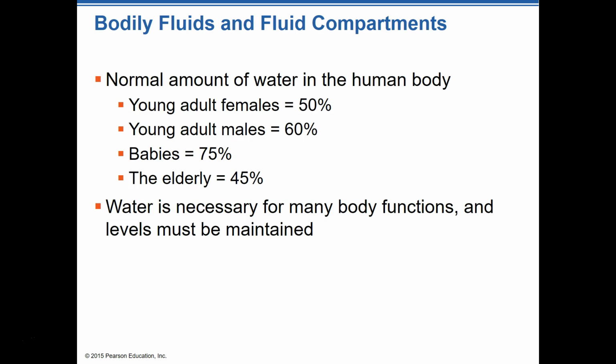So the normal amount of water in the human body: young females are about 50% water, males about 60%, babies are about 75% water. Elderly, as we get older, we get drier. We begin to dry up, to about 45%. And of course, we have to remember water is absolutely critical for many of the body functions, and it's vital that normal levels be maintained.